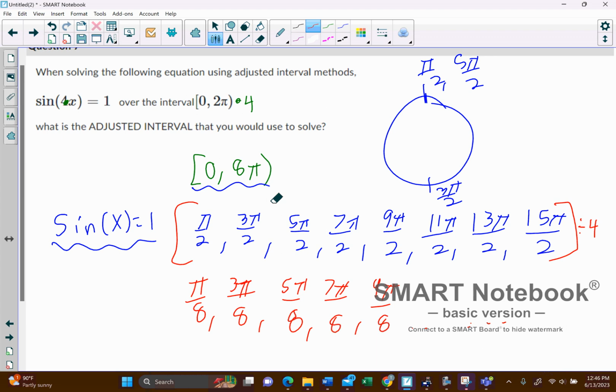So anyways, I hope I didn't overcomplicate it. I just wanted to show you how to find it, but then also give you the reasoning behind it. So if you need anything else, just let me know.